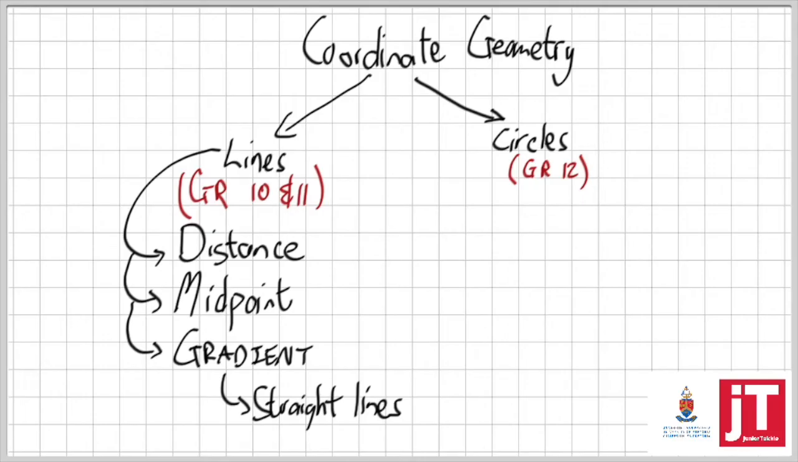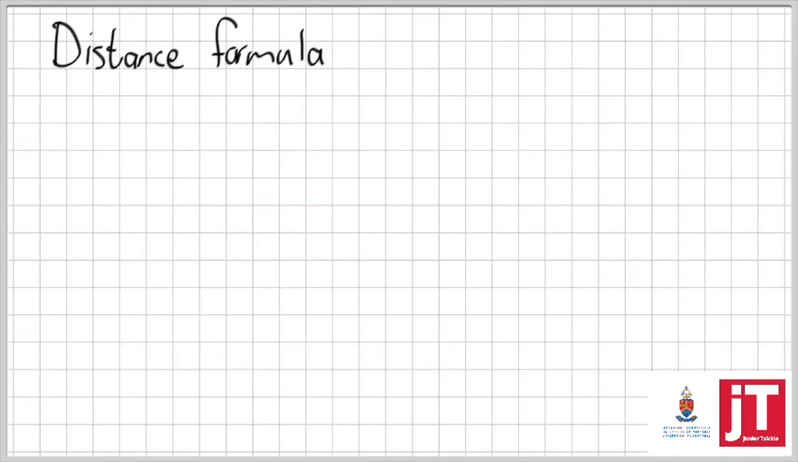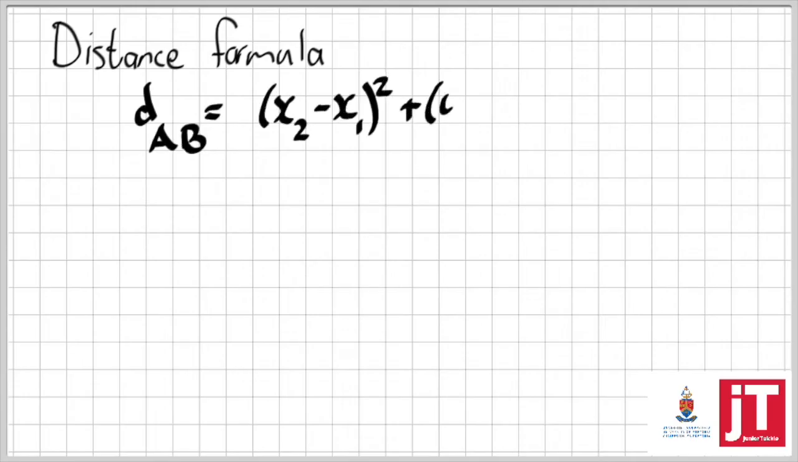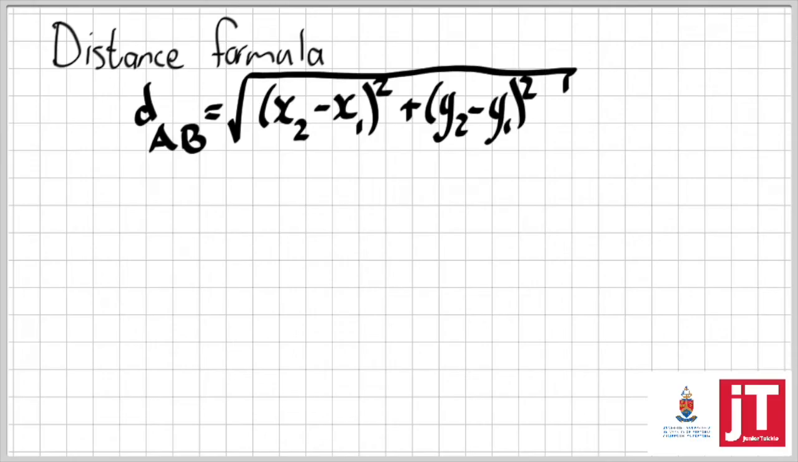When looking at the distance formula, it comes from the theorem of Pythagoras. But in a nutshell, the distance formula is the following. The distance between A and B is the root of (x2 minus x1) squared plus (y2 minus y1) squared.